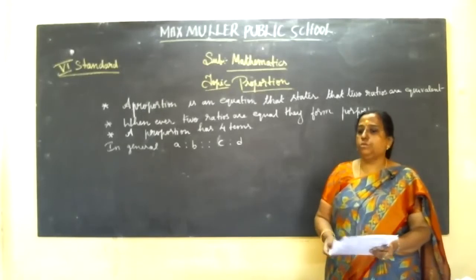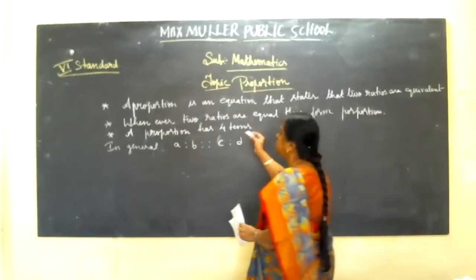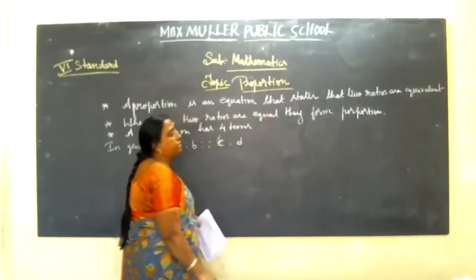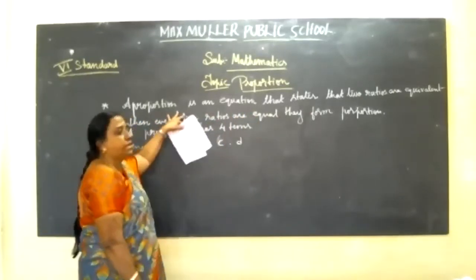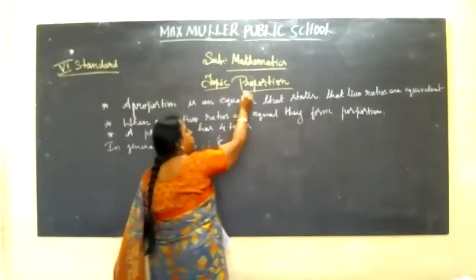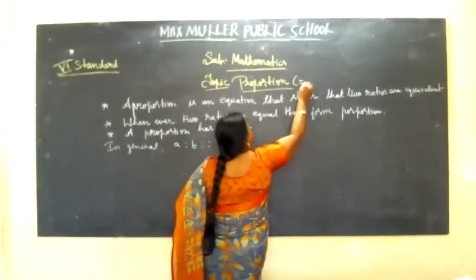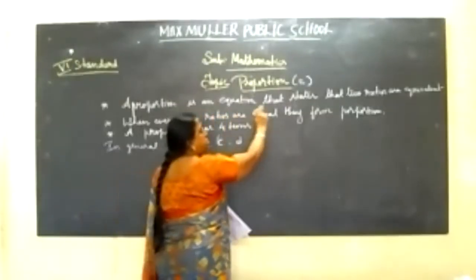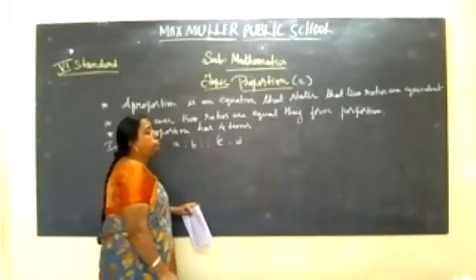Directly we'll go to proportion. Proportion means, a proportion is an equation that states the two ratios are equal. So if two ratios are equal, we can say they are in proportion. Proportion is nothing but it's equal. A proportion is an equation that states that the two ratios are equal.